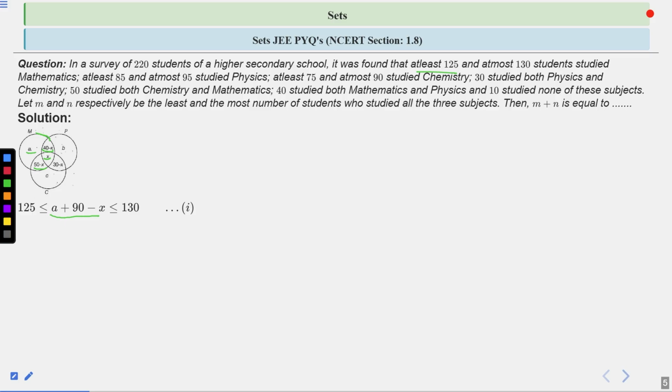Yes, and you know that this expression represents the number of students who studied mathematics, and we know the least value is 125 and the upper value, or the maximum value, is 130. Clear? I hope it is clear how we are getting this inequality.